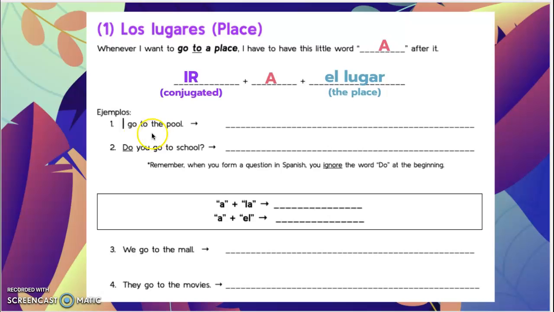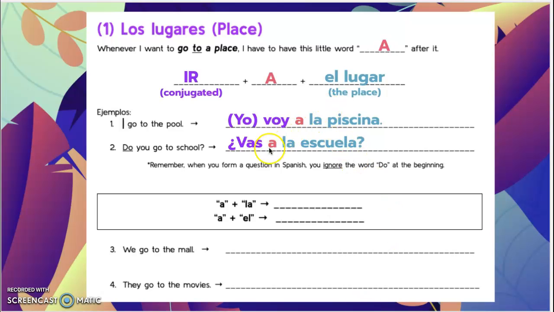So, for number 1, I am going to the pool. You would say the ir conjugated in la forma yo, followed by a, and however we say the pool. So, yo voy a la piscina. Do you go to school? So, we're going to put you in la forma tú and follow this same construction. ¿Vas a la escuela?